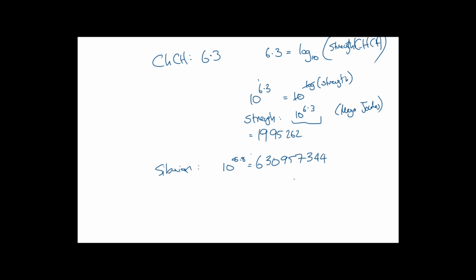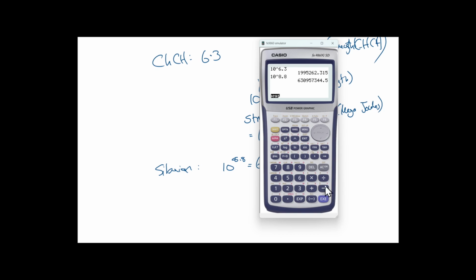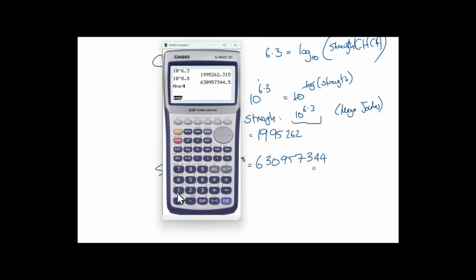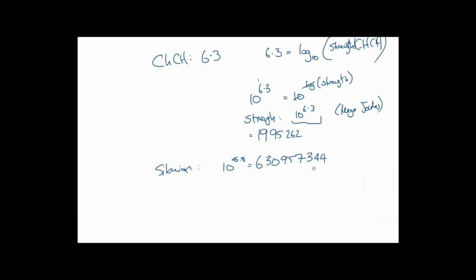So how many times more powerful was the Siberian earthquake from the Christchurch earthquake? Well, let's just divide that by the last answer. So 1995, 262, 316 times more powerful.